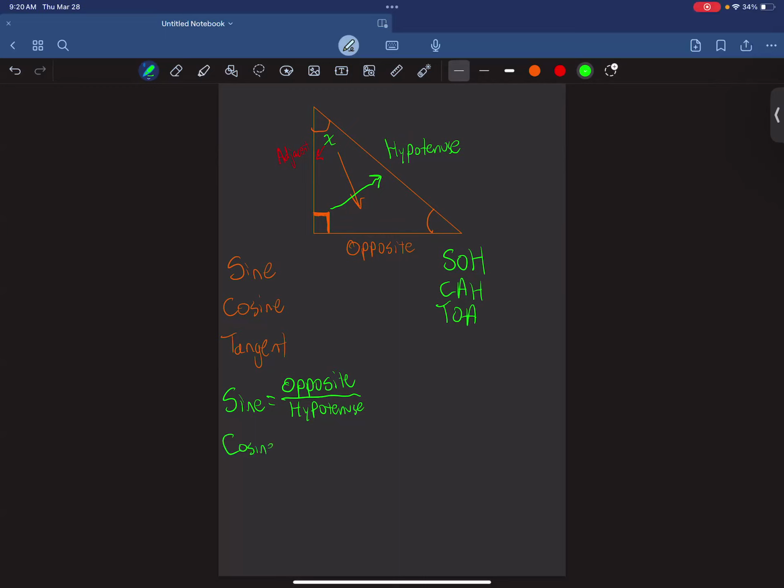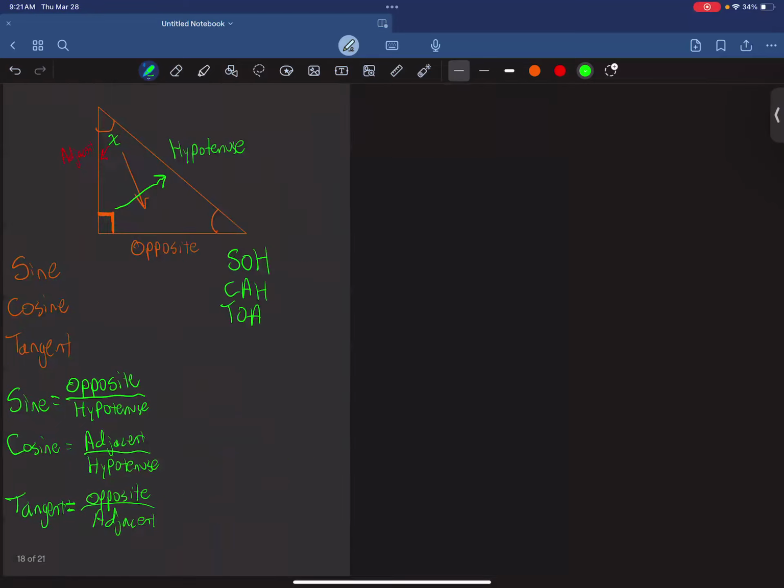Cosine is going to be adjacent over hypotenuse. So again, if we're dealing with angle X, cosine of angle X would be this red side over the green side, okay? And then tangent, TOA, opposite over adjacent. So SOHCAHTOA tells you exactly what pieces of the puzzle you need from your triangle. With this in mind, we can solve our first problem.